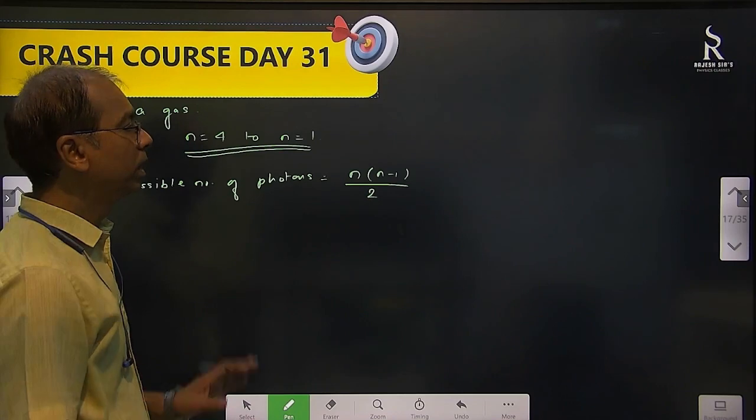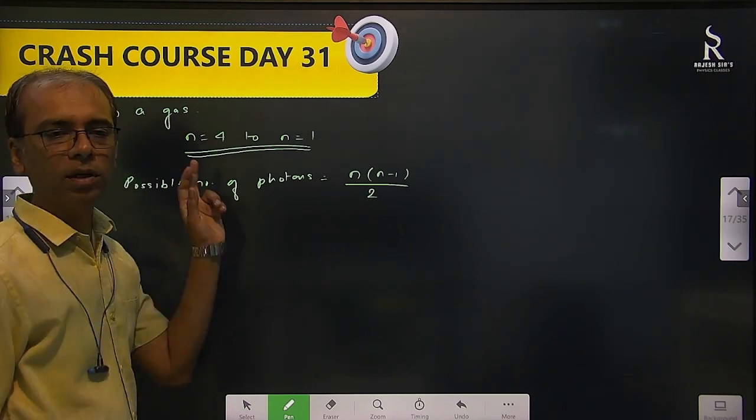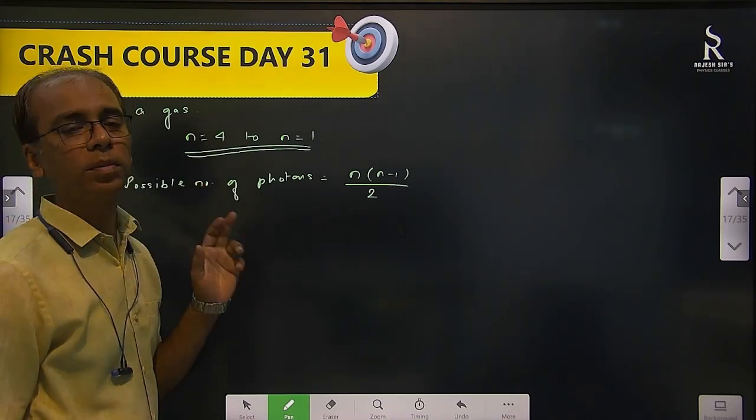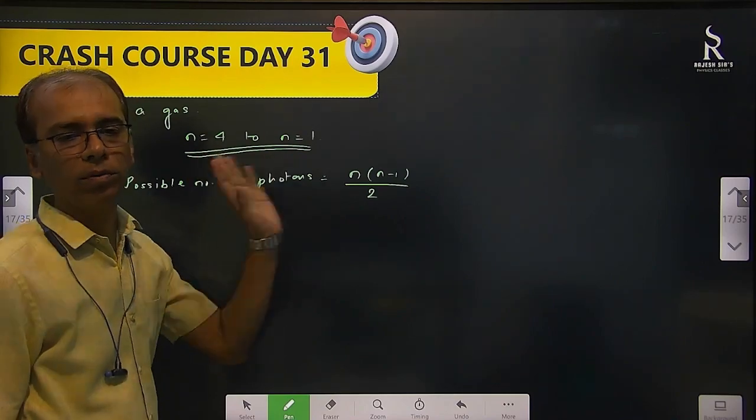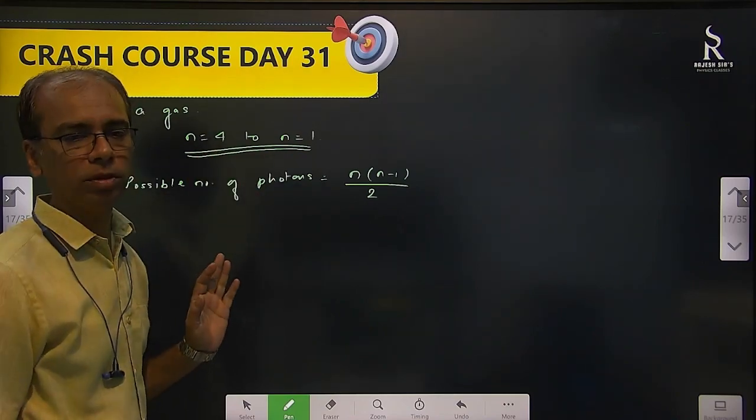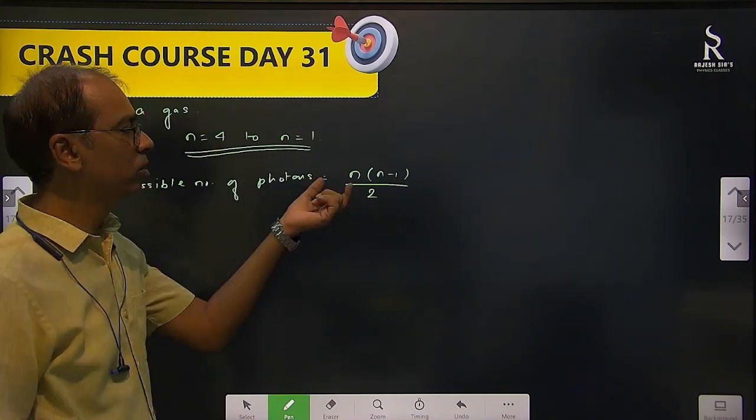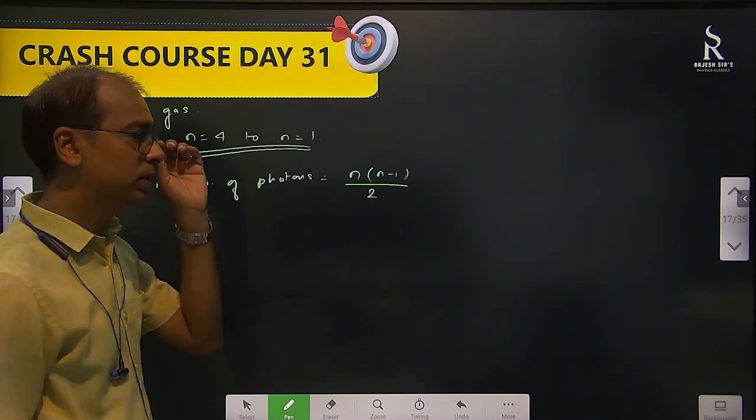Minimum energy photon will be for n equal to 4 to n equal to 3. Maximum energy photon will be n equal to 4 to n equal to 1. That also you should remember. But how many total number of photons are possible? n into n minus 1 by 2.